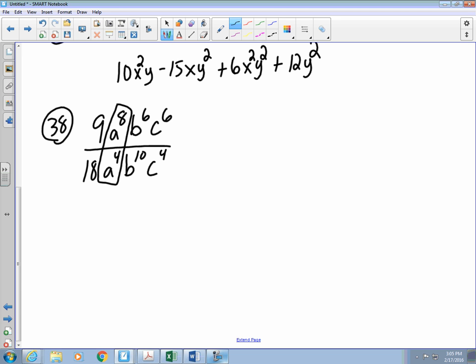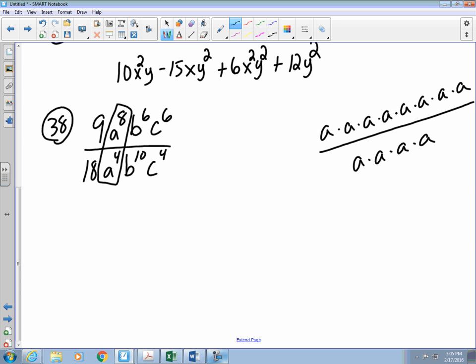A to the 8th is really a times itself 8 times. 1, 2, 3, 4, 5, 6, 7, 8. A to the 4th is a times itself 4 times. So if 4 of those cancel, as they can because they're products, as part of fractions, crossing out those, you're left with 4 a's on the top. So that would just be a to the 4 on the top.